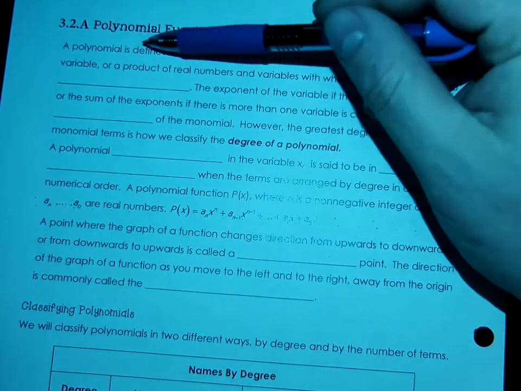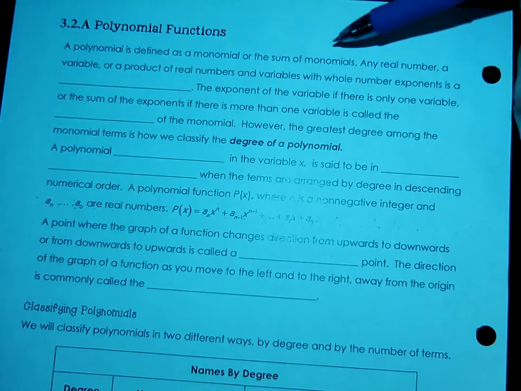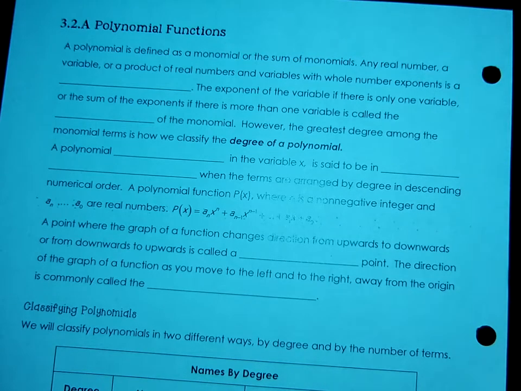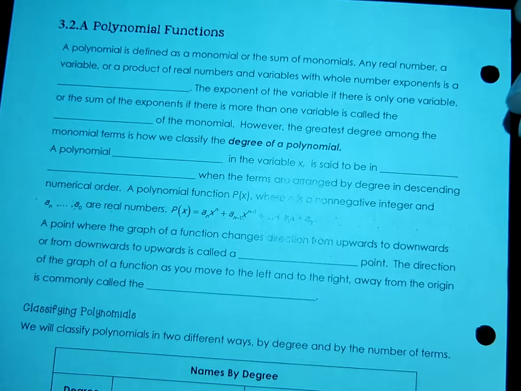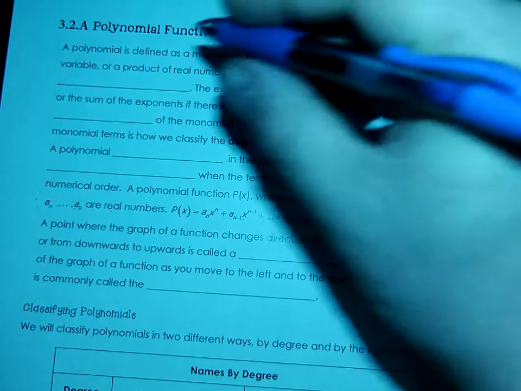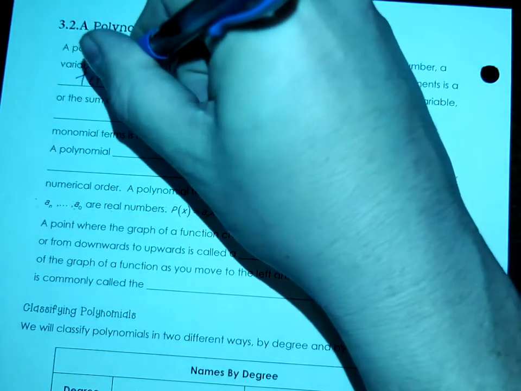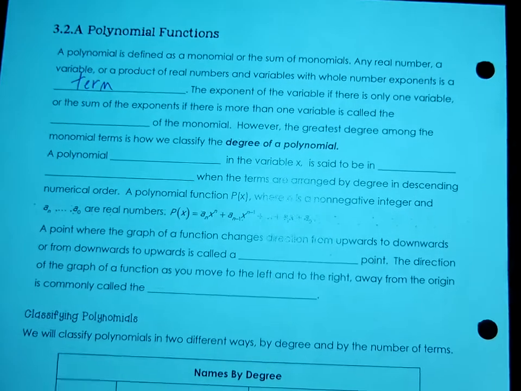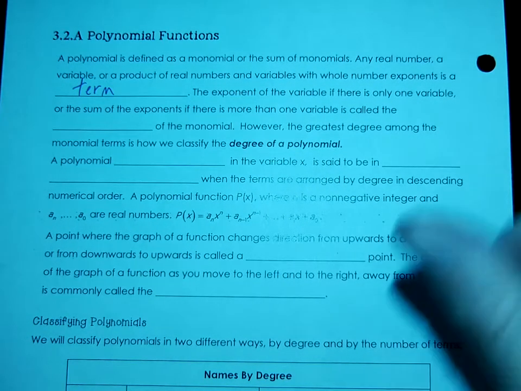Alright, so a polynomial is defined as a monomial, or the sum of monomials. Any real number A, variable, or a product of real numbers and variables with whole number exponents is a term. So basically we name these according to the number of terms and the highest term.